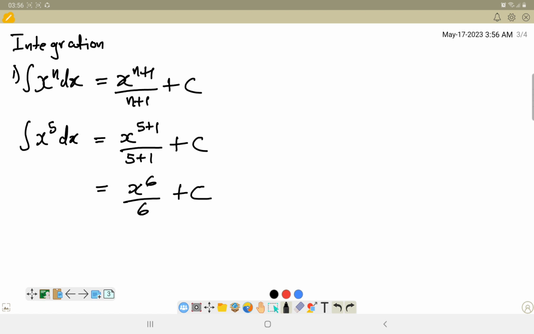So this is the most basic formula of integration. We can carry on and look at other formulas of integration, because of course this is the simplest, and this type of question you will not be asked in a test. So let's look at this second formula.